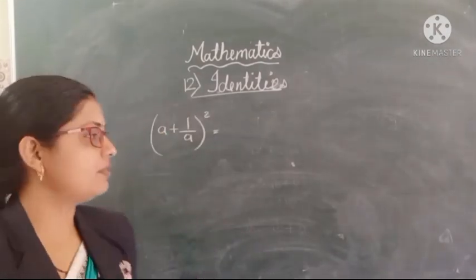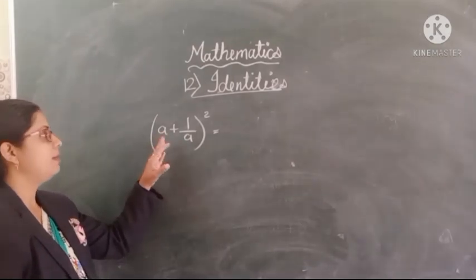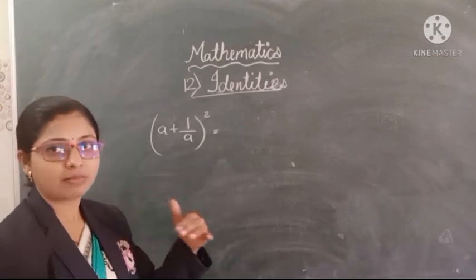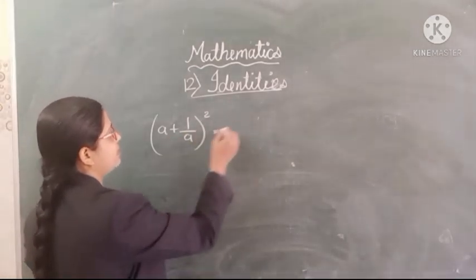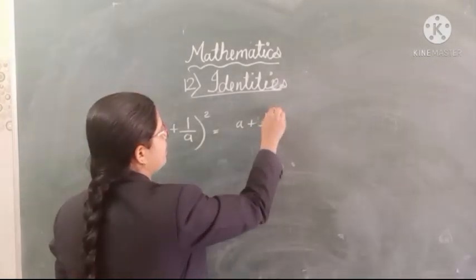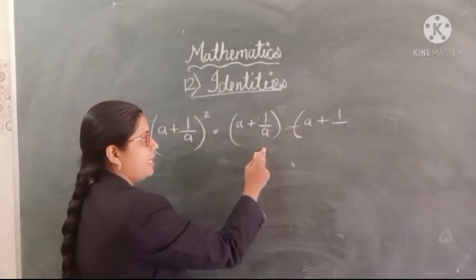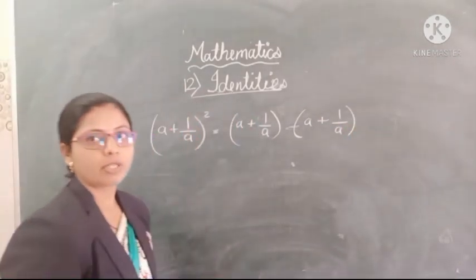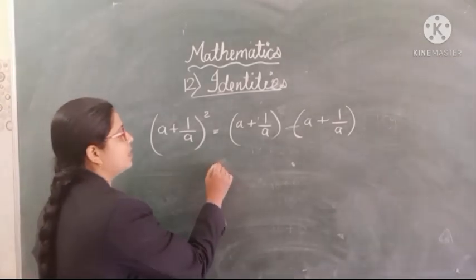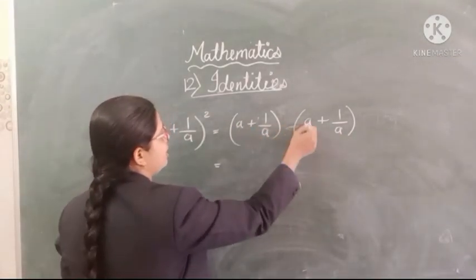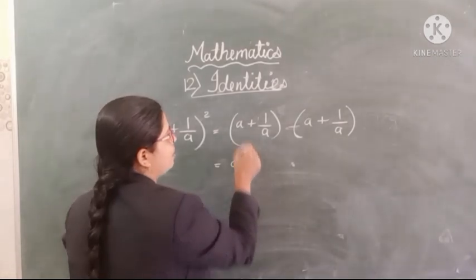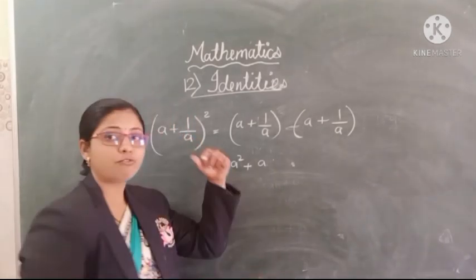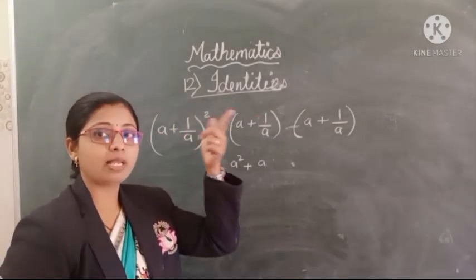Now if the example is given in this way, (a + 1/a) bracket square, how will we follow? The same steps we will follow. Let us see what answer we get. (a + 1/a) multiplied by (a + 1/a). Two binomials we are forming. So a multiplied by both of these: a into a will be a square. We will just follow that identity, a square plus 2ab.